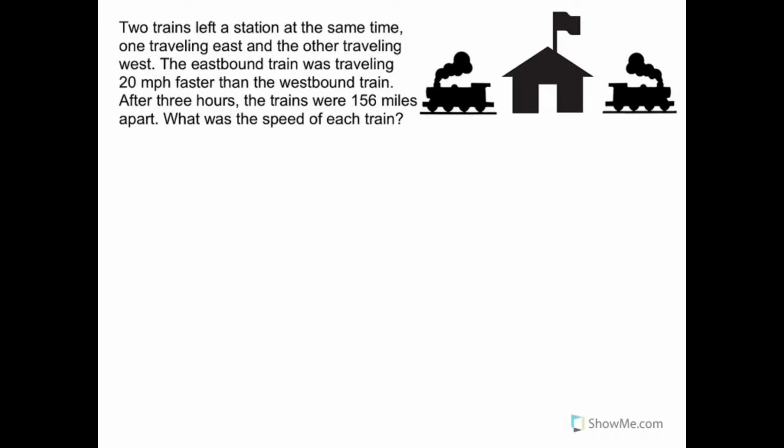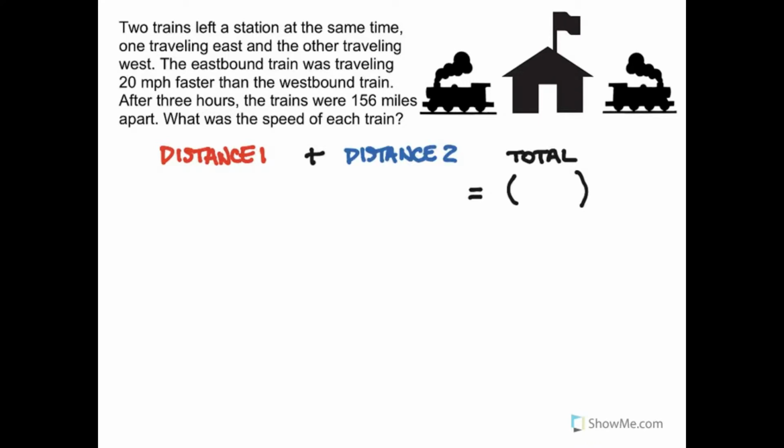Well, when we analyzed this problem before, we found that the total distance was equal to the distance traveled by one train plus the distance traveled by the other train. And we figured out each of those distances by multiplying a rate times a time. Let's let the westbound train be red and the eastbound train be blue. Then the first distance comes from the rate of the westbound train times the time.